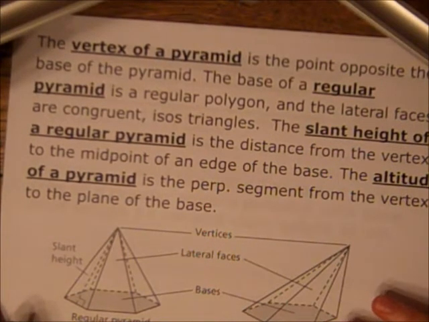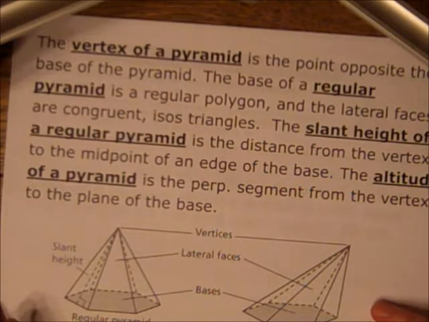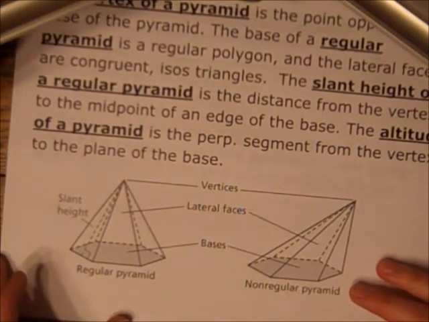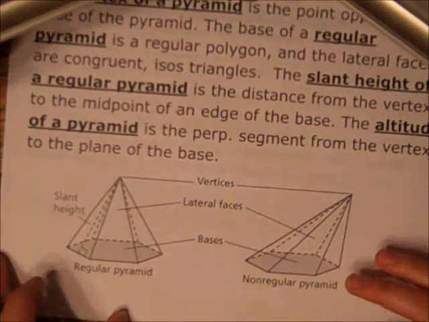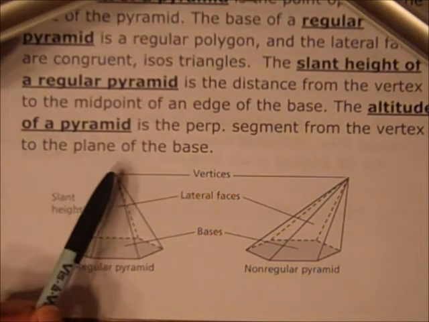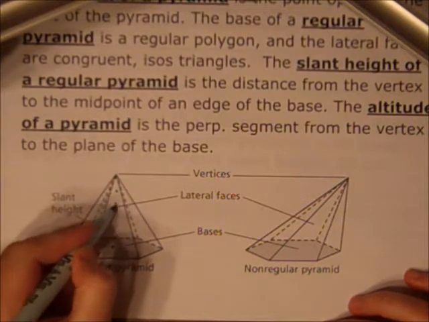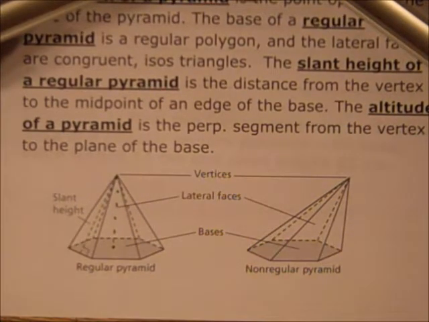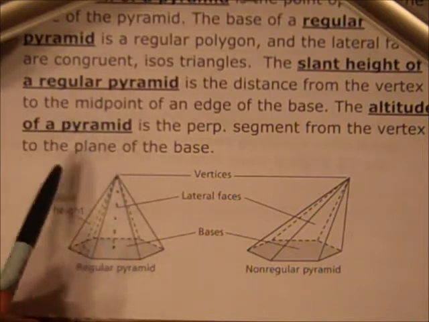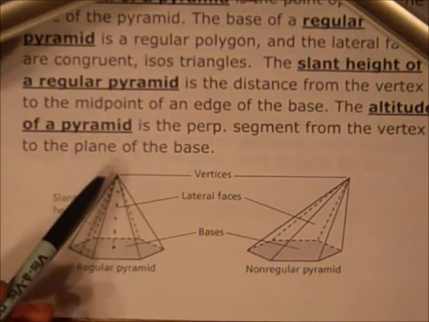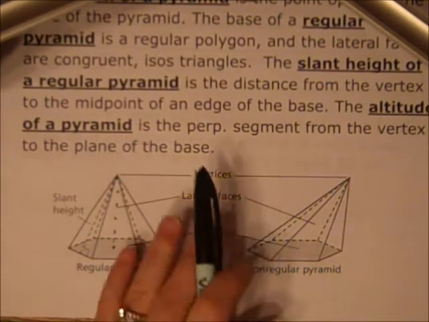The altitude of a pyramid is the perpendicular segment from the vertex to the plane. So the altitude in a regular pyramid, which is what we're going to study, not a non-regular, but a regular, is going to go straight down the middle and it's going to connect in the center like this. This is going to be your altitude. Okay, so here's a non-regular pyramid. We don't really study those this year. You might later, but for our purposes, we're going to do a regular pyramid. So slant height down the middle and then altitude down the center there.